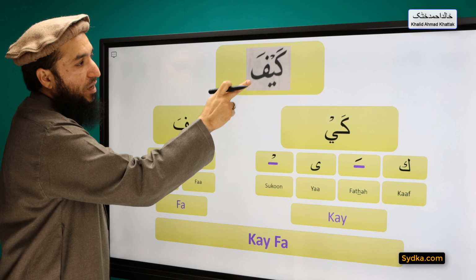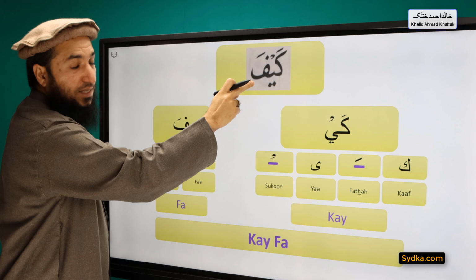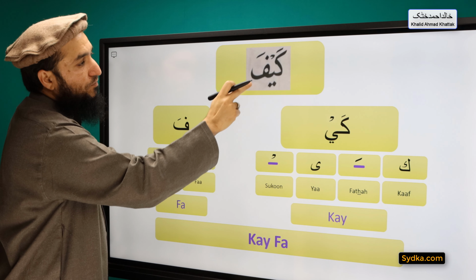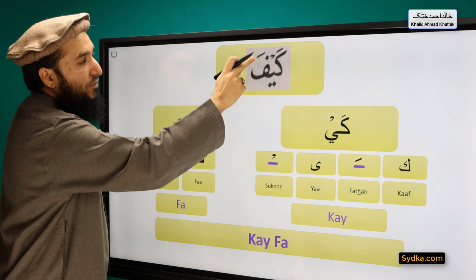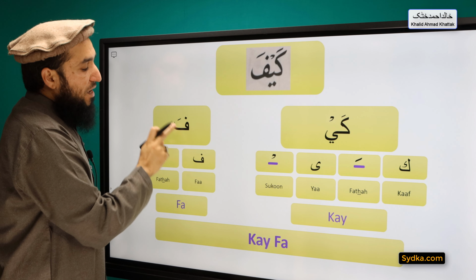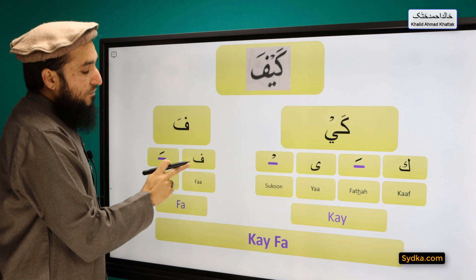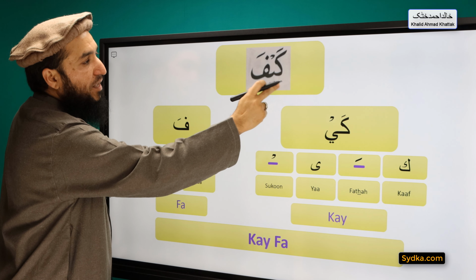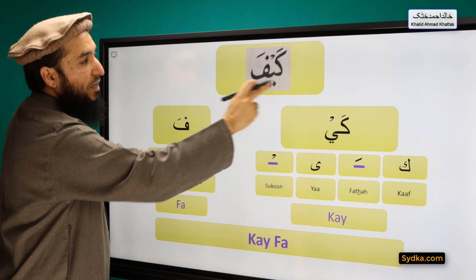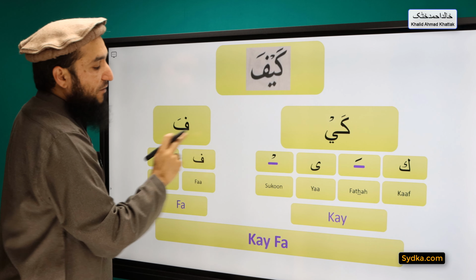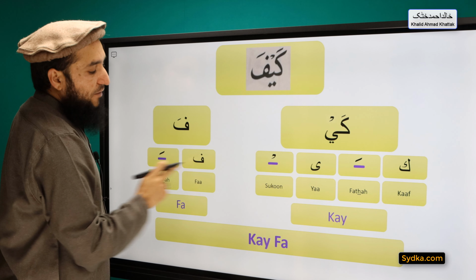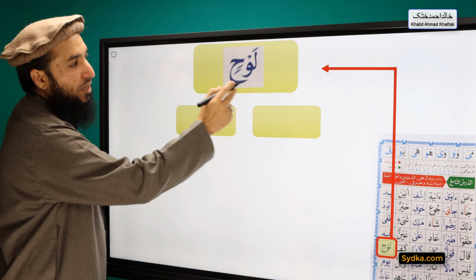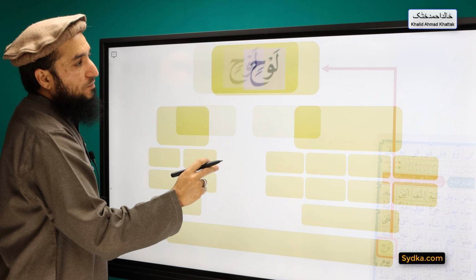The second syllable we have is fa fatha fa. Fa is a light letter, it has fatha on top of it, and it will be prolonged for 1 count. Fa fatha fa. So when we combine these 2 syllables, we have kayfa kayfa kayfa.